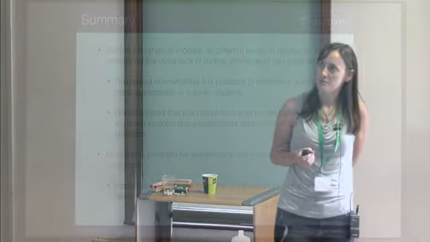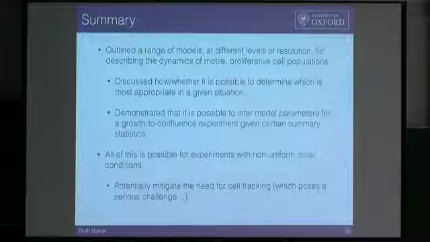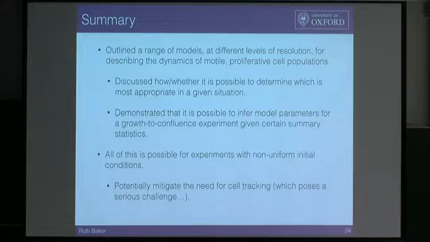I've tried to outline the extent to which I think it's possible to determine which of these models is appropriate given some data, and it's demonstrated that it is possible to infer model parameters for a growth to confluence experiment given I have certain summary statistics. So growth to confluence experiments are very simple in the sense that all the coarse-grained models, say model 2 and model 3 that you write down, are very, very simple.